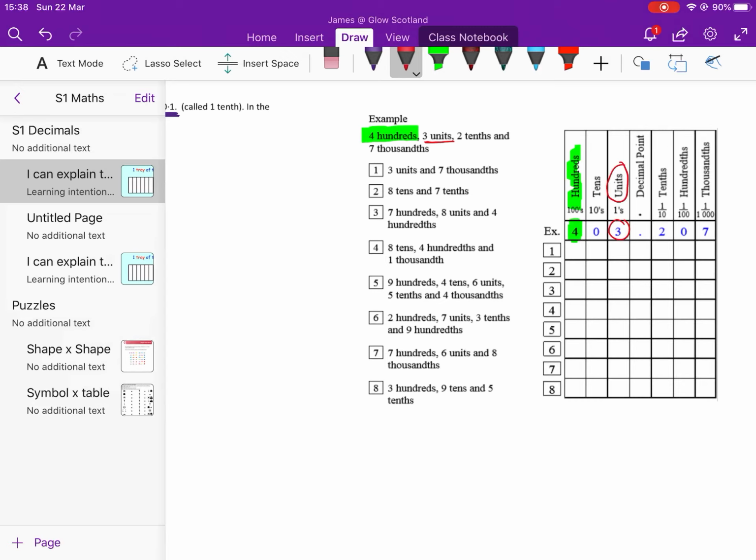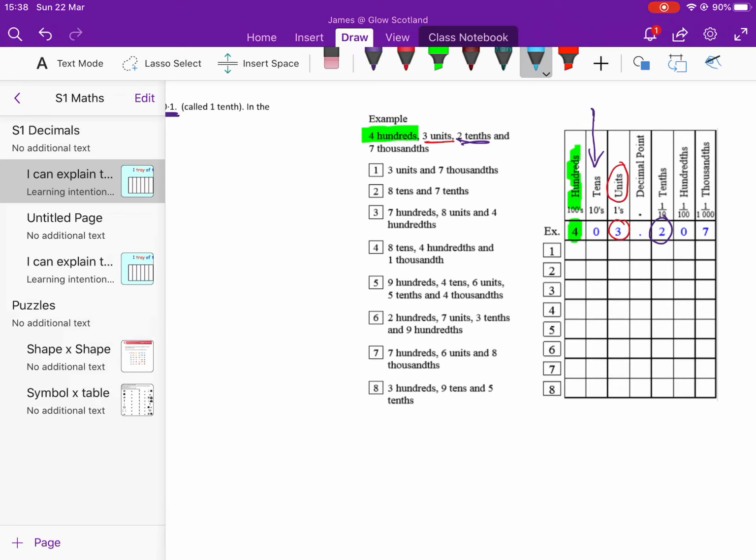There's no tens that have been mentioned there, so that's why this is a 0 in the tens column, because there is no tens. It says 2 tenths, so that's my first decimal place, the first number after my point. So 2 tenths there is this here.